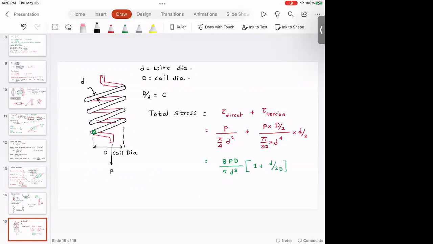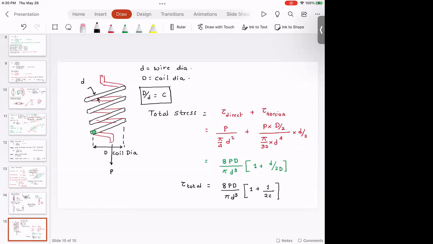So this equation, tau total, is going to be 8PD divided by pi d cube, and as you know, D by d is equal to C. So this equation is 1 plus 1 by 2C.